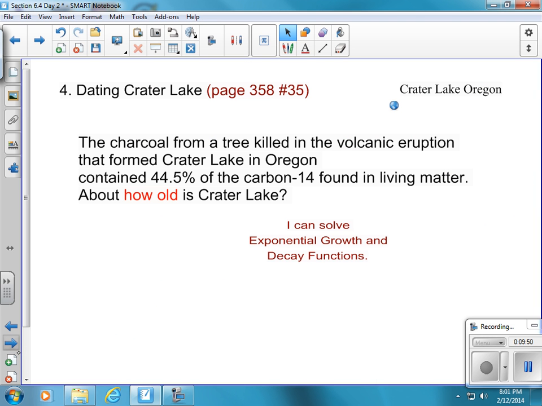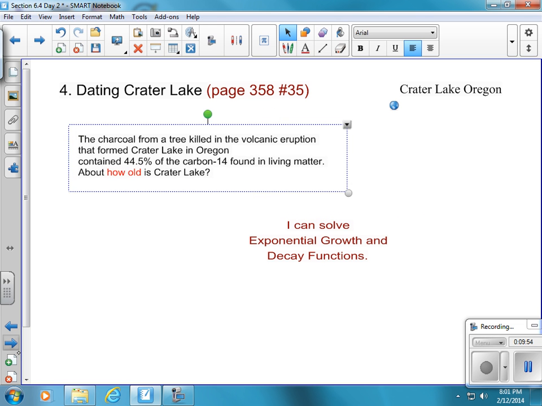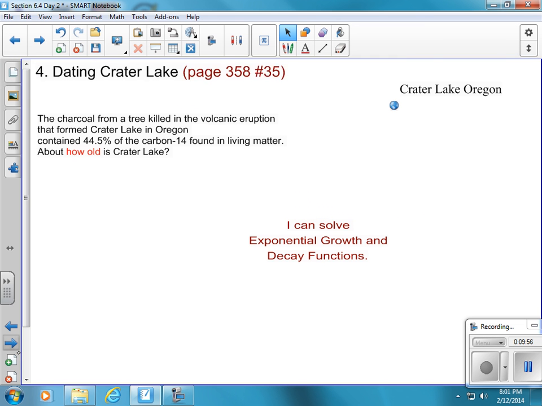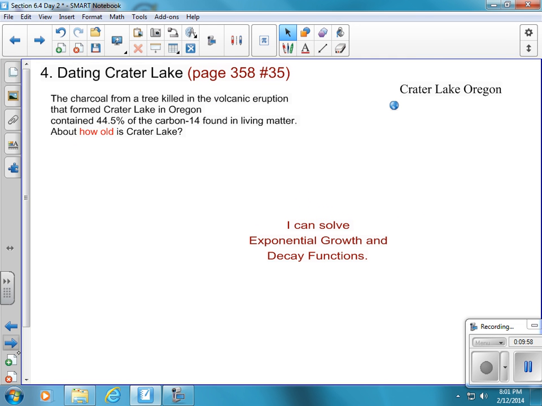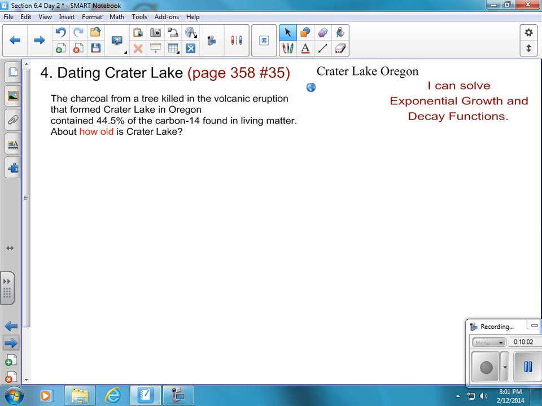Dating Crater Lake. We're not talking about going on a date here, we're talking about figuring out how old Crater Lake is. Crater Lake is in Oregon. If you remind me, I'll show you a little video of it. It's very short, but it's interesting. Charcoal from a tree killed in a volcanic eruption that formed Crater Lake in Oregon contained 44.5% of the carbon-14 found in living matter. How old is Crater Lake?